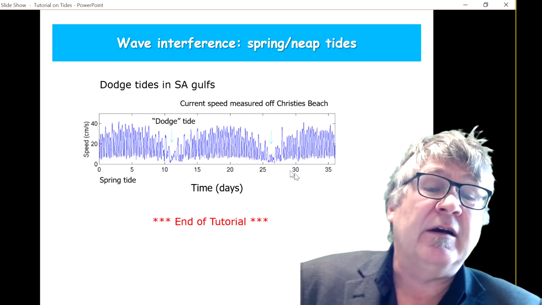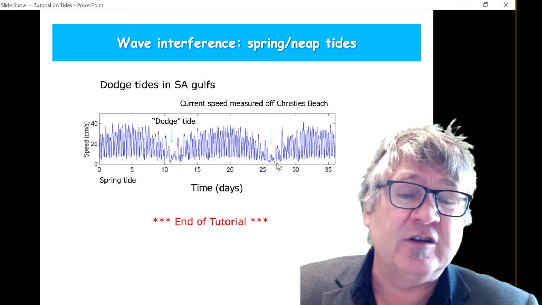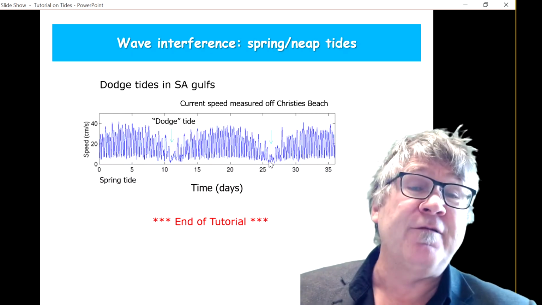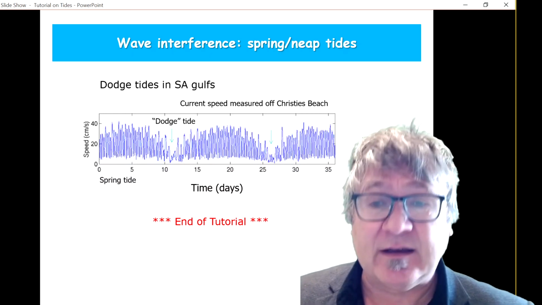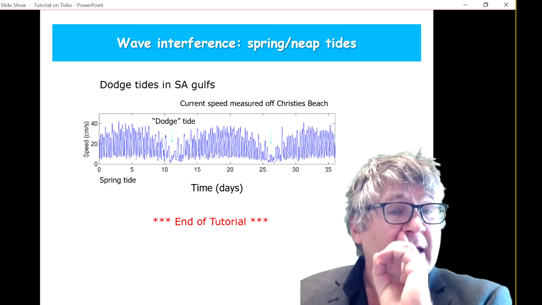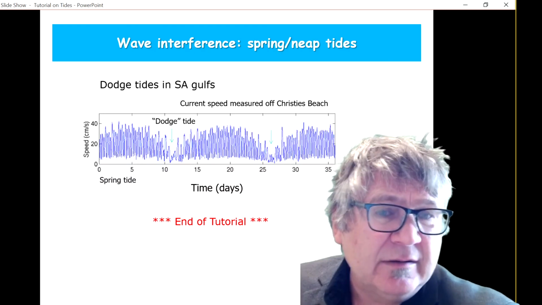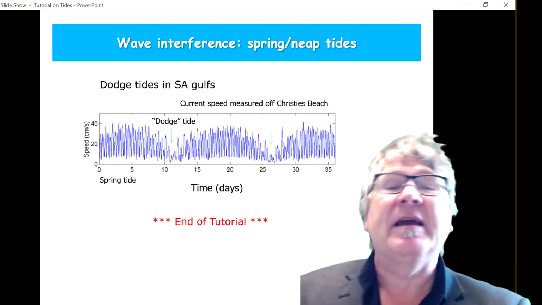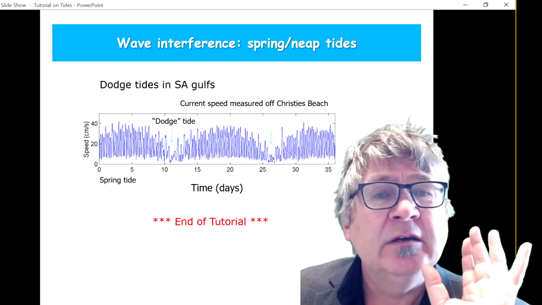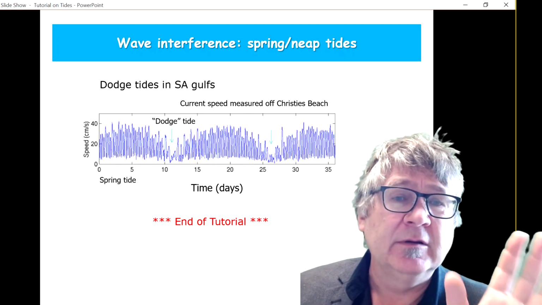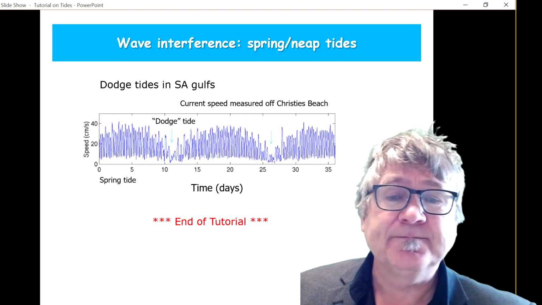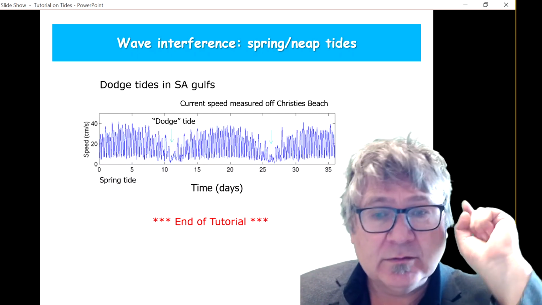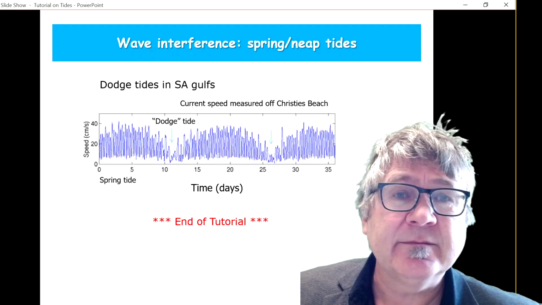You get some of the other tidal constituents here, for example, or you get some wind effects, or density-driven effects. So all this you need to understand the key aspects of tides, and I hope that this tutorial helps you understanding tides. Hey ho, that's the end of it. Thanks.